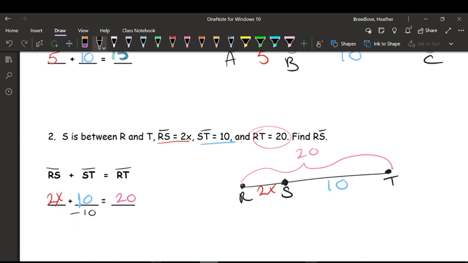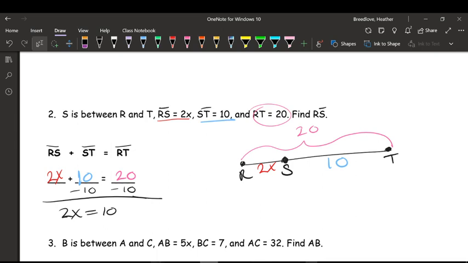So if I subtract 10, then 2x equals 10. And divide by 2, x equals 5. All right, so I solved for something, but I know I'm not finished yet. I know x equals 5 is significant because that's x.